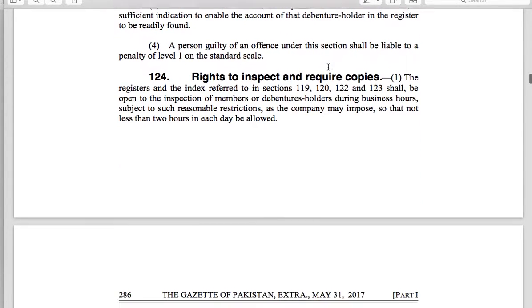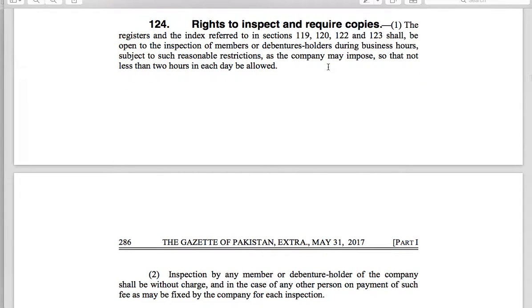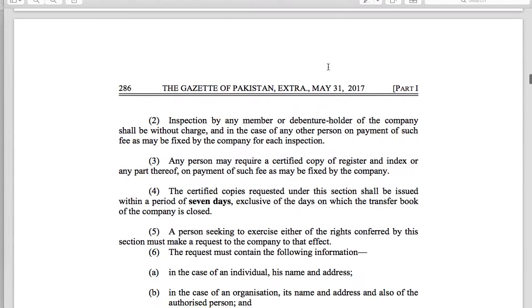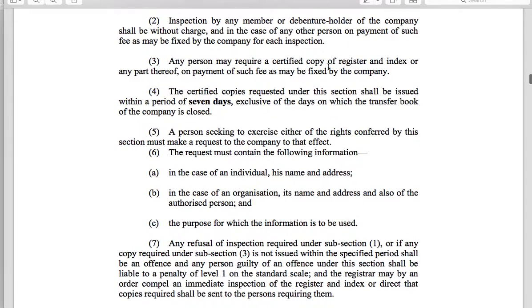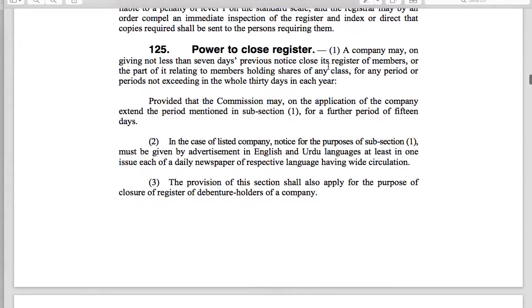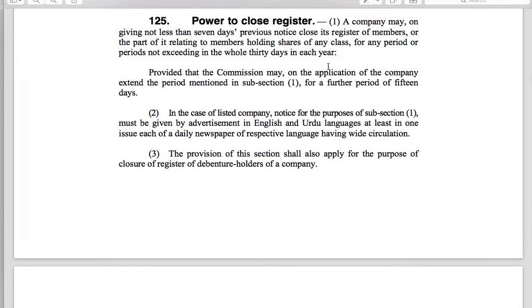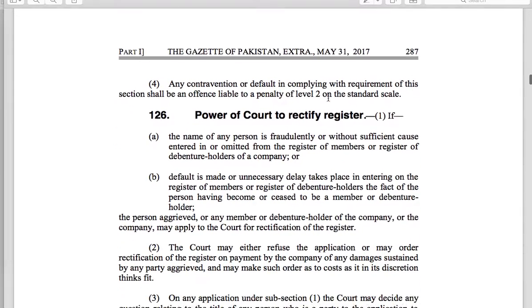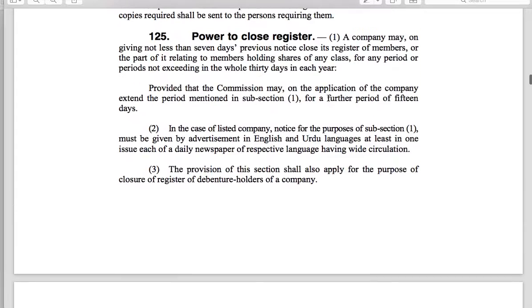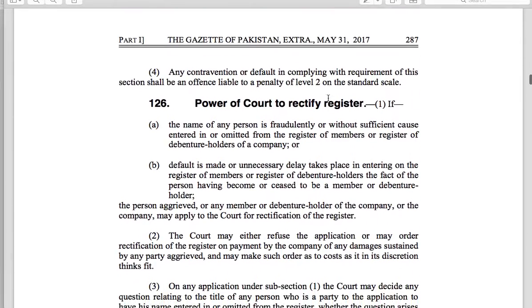Then their index, then their rights to see who can inspect. Obviously, you can inspect if you are a shareholder or a debt holder. And this is the power to close the register. This is for dividend distribution. Obviously, there has to be a cutoff date: if a person becomes a member on that date, then he is entitled to dividend. Otherwise, if he is not a member on that specific date, he won't get the dividend for the year. So that is the power to close the register of members.